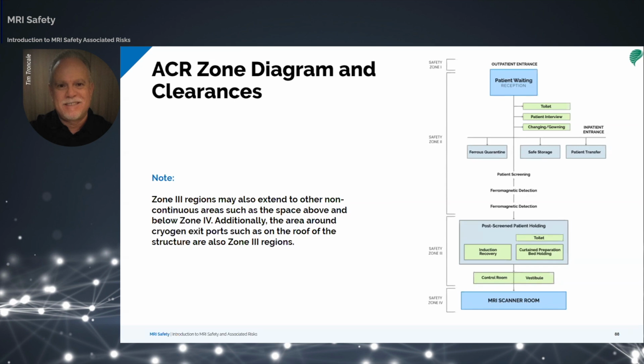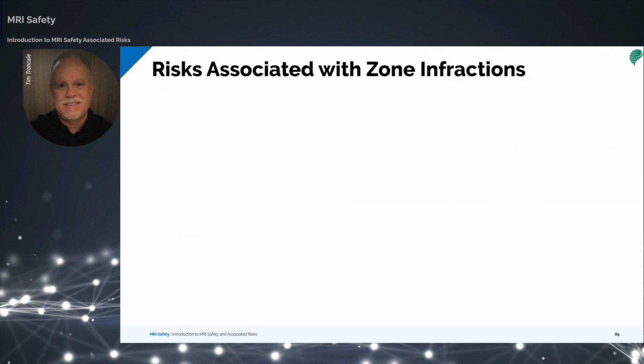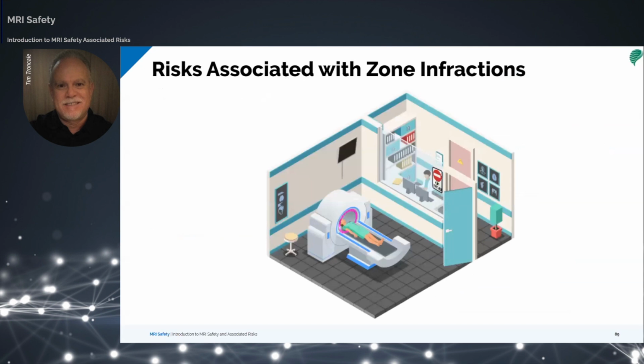So again, it depends on construction. If there is a locked door between the dressing area and the control room, then the dressing area would be zone 2. If there is no divider between the dressing area and the control room, then that dressing area is considered zone 3. The risk of zone infractions is great.